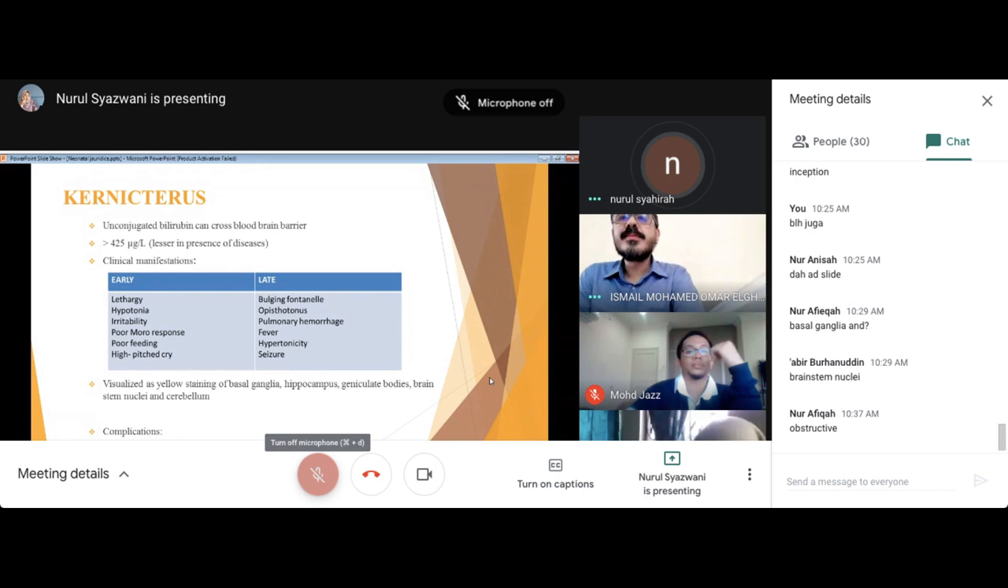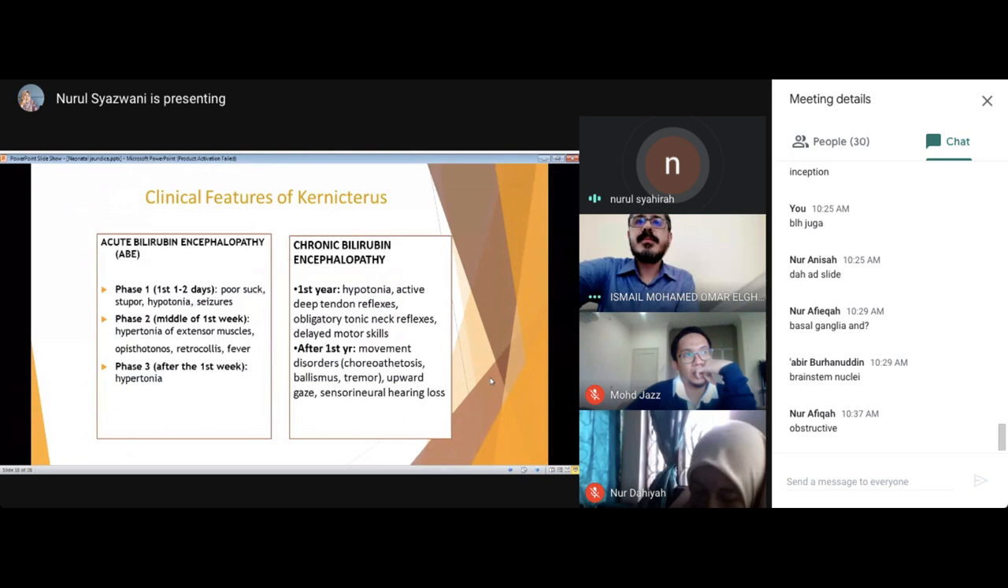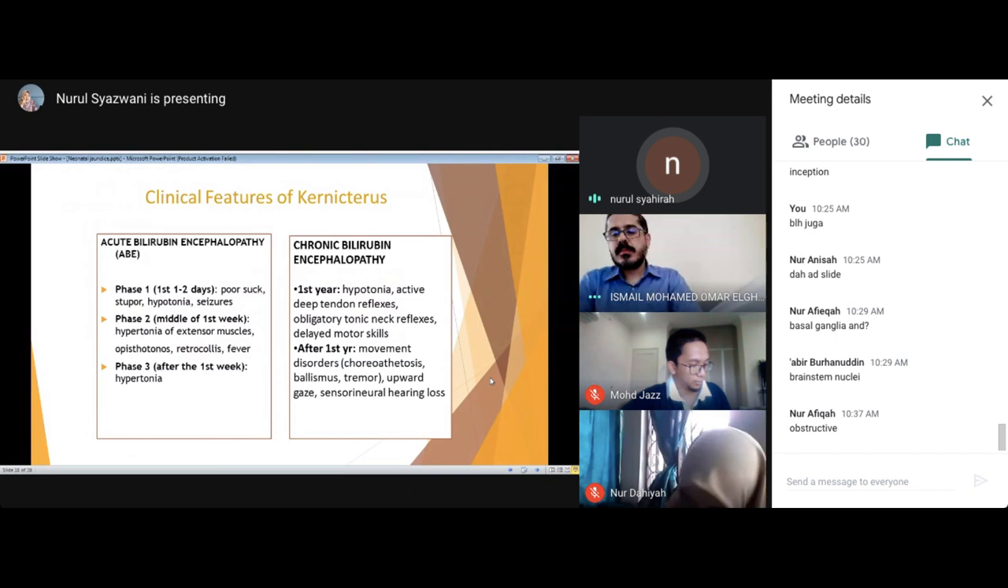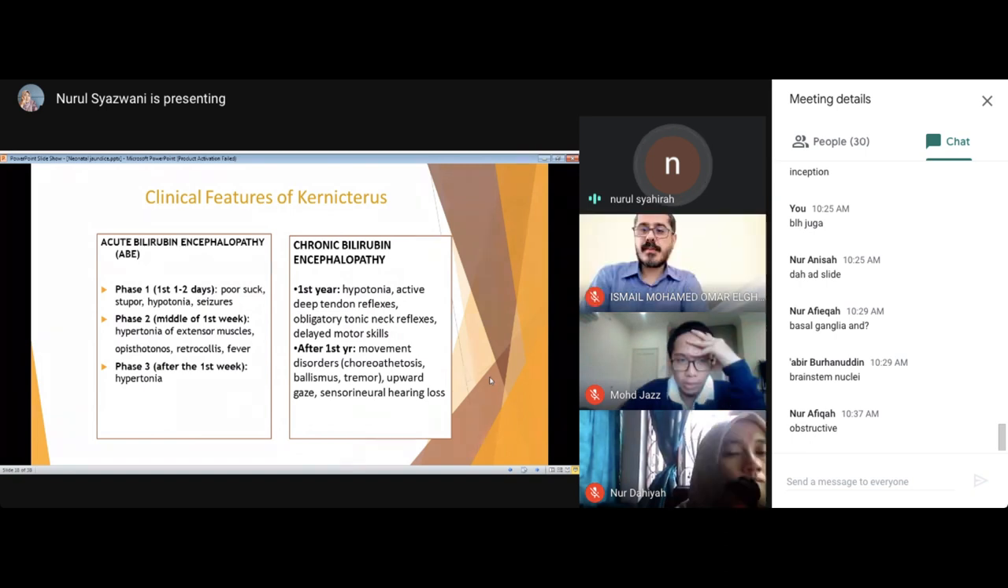Okay, so this is bilirubin encephalopathy. Kernicterus, we can have acute bilirubin encephalopathy and also chronic bilirubin encephalopathy, which is the other name of kernicterus. For the acute bilirubin encephalopathy, we have phase one, which is the first 1 to 2 days, in which the baby may have poor sucking, stupor, hypotonia, and seizure. And for phase two, in the middle, the baby may have hypertonia of the extensor muscle, opisthotonus, retrocollis, and we have fever. And phase three, after the first week, the baby may present with hypotonia.